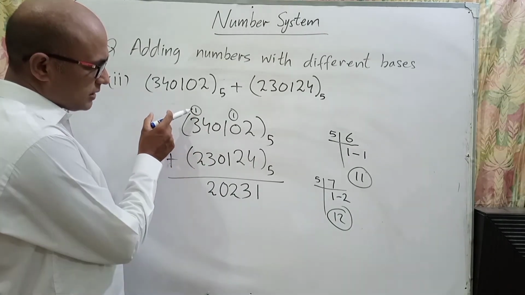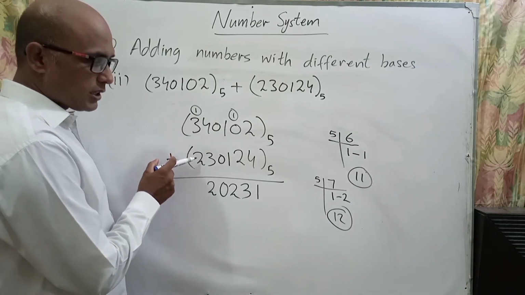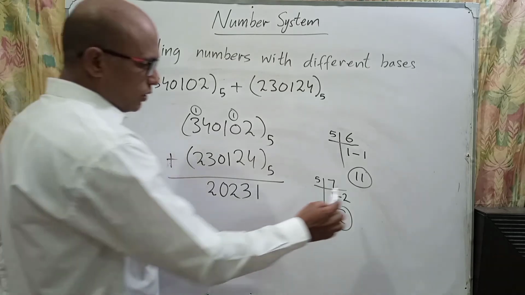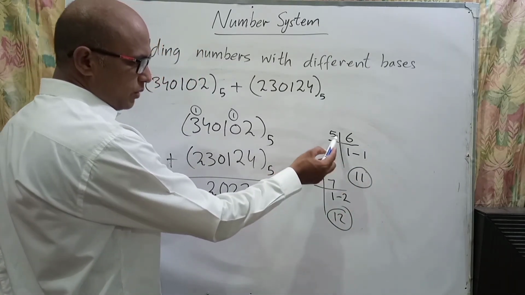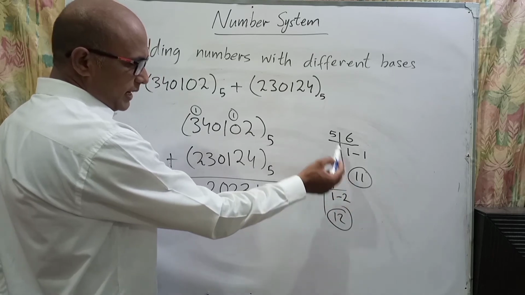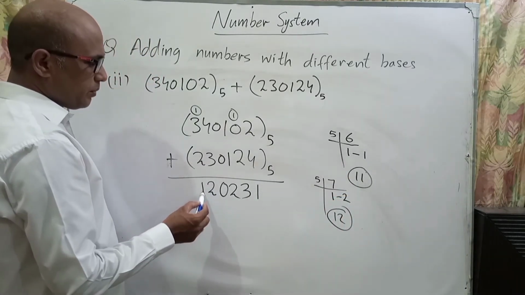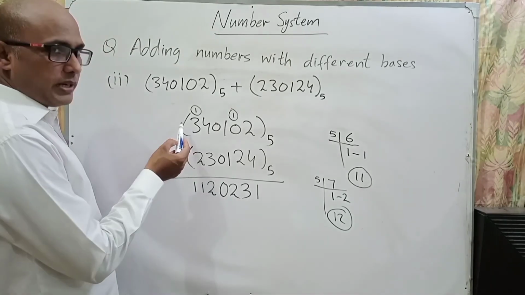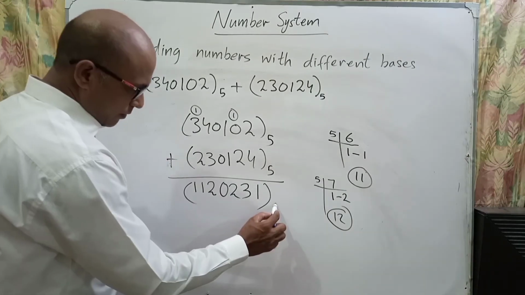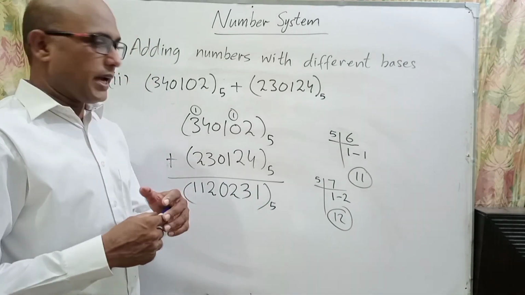Adding the next numbers, 1 plus 3 is 4, 4 plus 2 is 6. So we have already found the LCM of 6 by dividing it with 5. So its answer is 11. 11 will be written fully, because there is no next number to add. This is how to add the numbers having base 5.